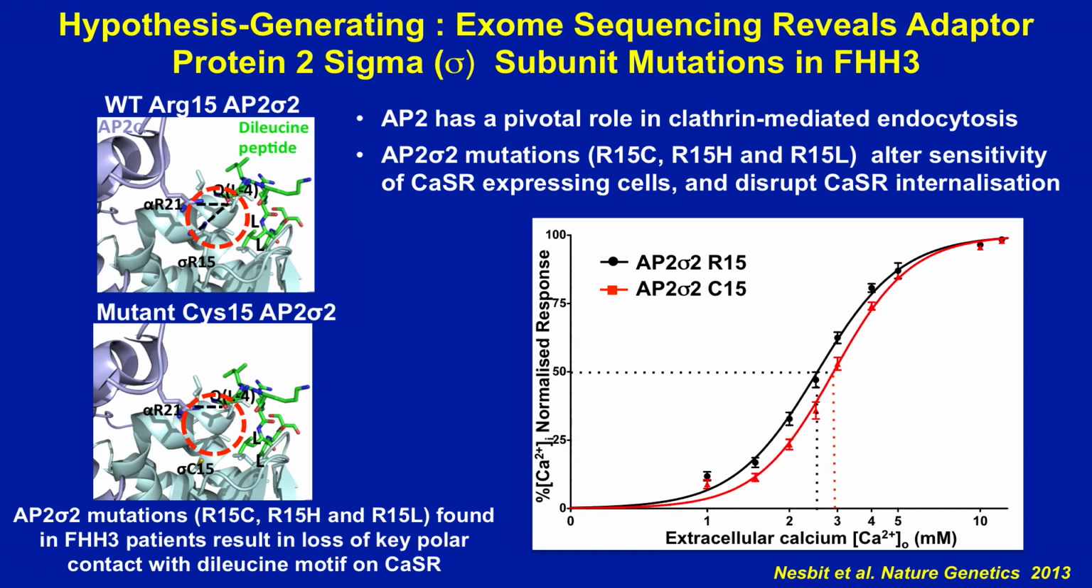And what about the functionality of it all? Here we've expressed the wild type and the mutant, and I'm just showing you one, but we've done it for all the others. You see that there's a rightward shift and a higher EC50. So mutation in this arginine residue of the sigma subunit is altering the functioning of the calcium sensing receptor in that way. That provides us with an explanation of FHH3.